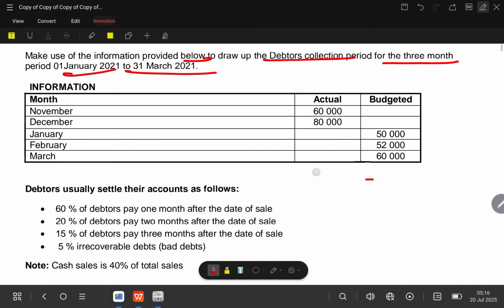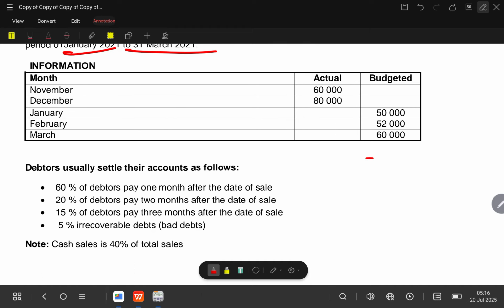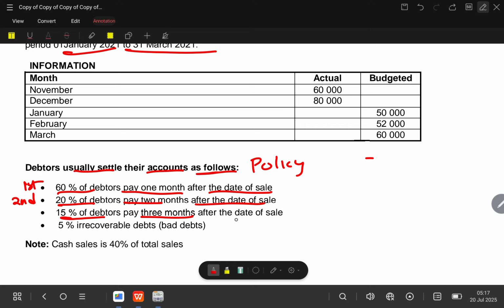Now here they're saying debtors usually settle their accounts as follows. In other words, this is the policy that they use to collect debt from debtors. They're saying that 60% of the debtors pay 1 month after the date of sale. So in other words, 60% of the debtors are going to pay in the first month after the transaction has taken place. Next, they're saying that 20% of the debtors pay 2 months after the date of sale. So in other words, 20% of the debtors will pay in the second month, and then next 15% of debtors pay 3 months after the date of sale.